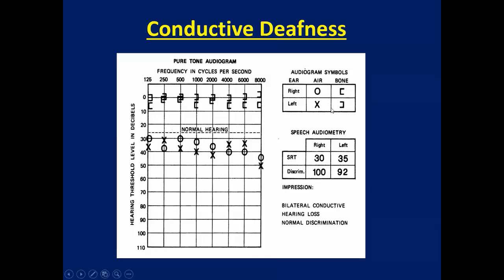Bone conduction sound is half a box. So this is the half box right here, this is half box left ear. So this is air conduction right ear, the circle, air conduction left ear, the cross. So these are universal symbols. So everyone in the world uses these symbols. So it's easier to read the audiogram irrespective of the country it's done.